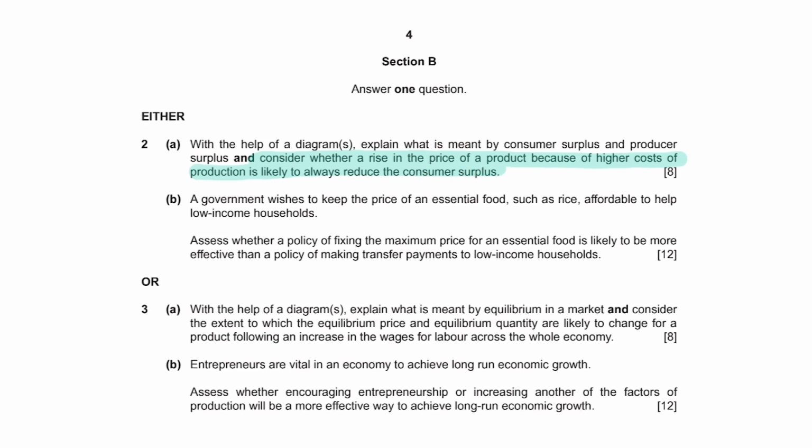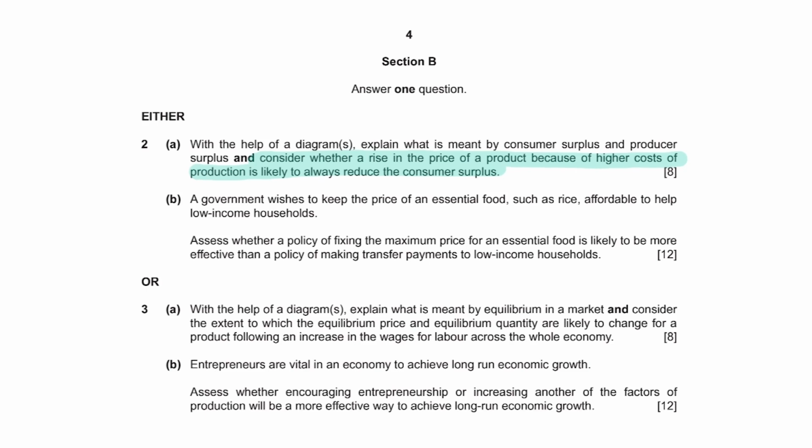And this is where your A will be determined, because a lot of kids will be focusing on consumer surplus, producer surplus and its explanation. But only few will be talking about the conditions necessary, the limitations and so on that can change consumer surplus.